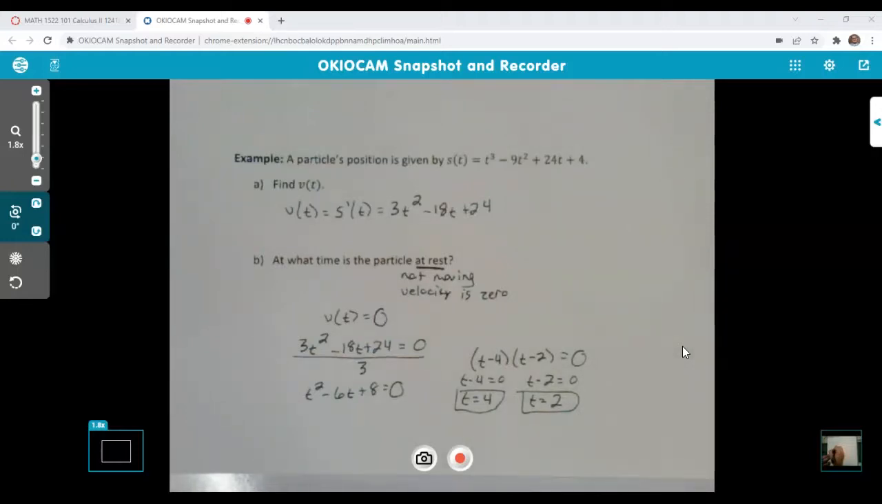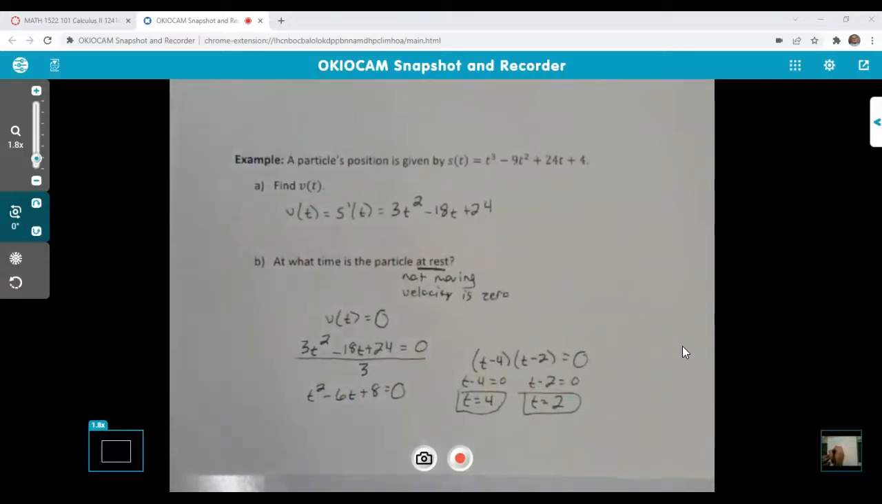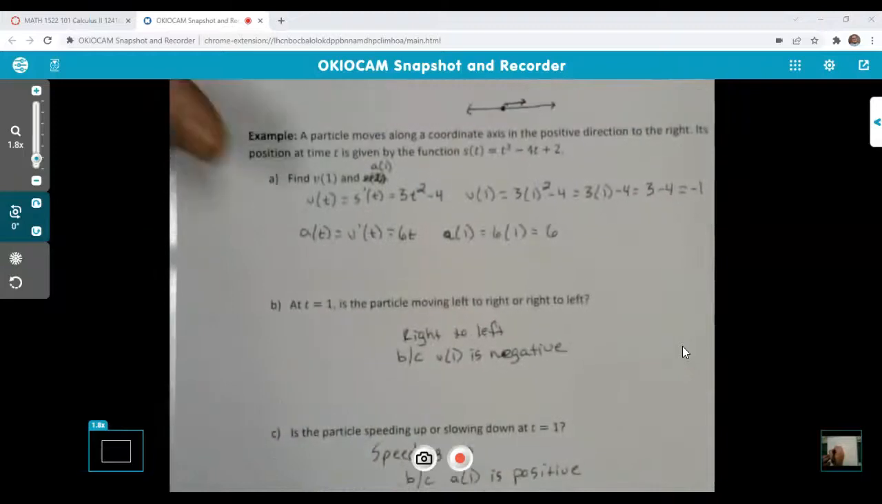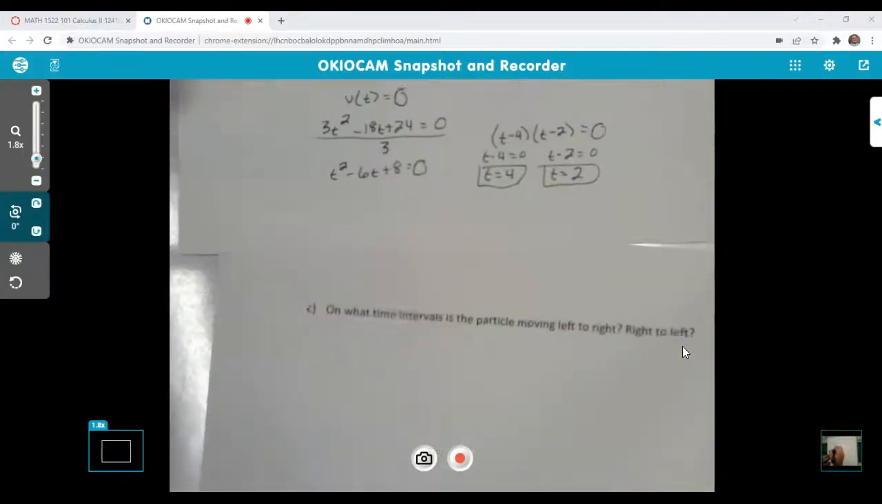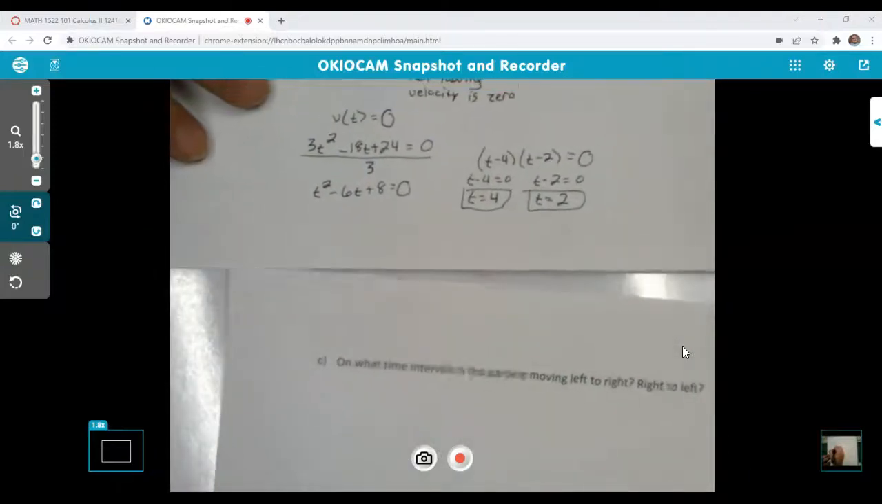Using our answers from part B, I can move on to part C. I'm going to try to make this all fit on one page. I don't know how good that's going to... Oh, that's not bad. Okay.